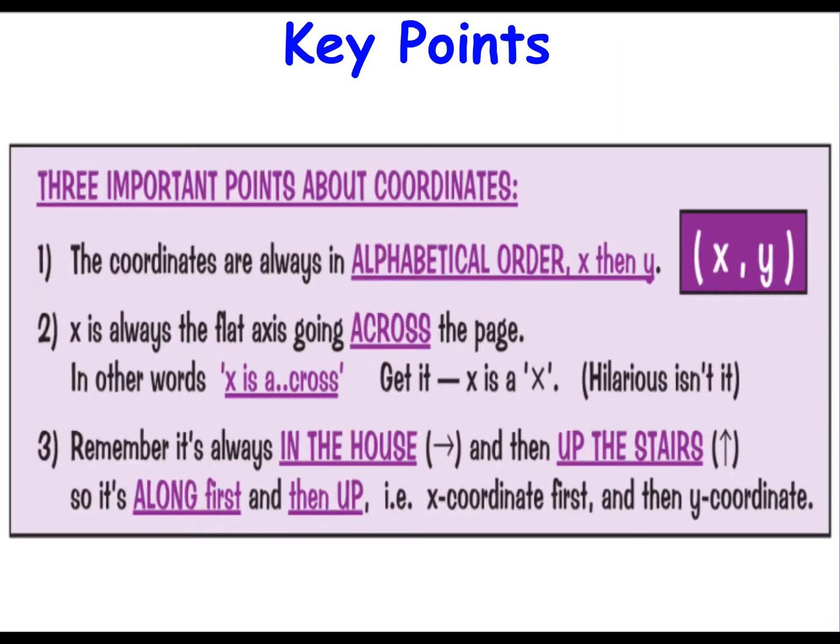So the key points for coordinates are that the coordinates are always the x-axis first and then the y-axis. X is always across, but don't forget if it's negative, you go left instead of right. And the y-axis, it's up if it's positive and it's down if it's negative. Some people remember it from school as saying in the house and then up the stairs. That's just saying do the x coordinate first and then the y coordinate.